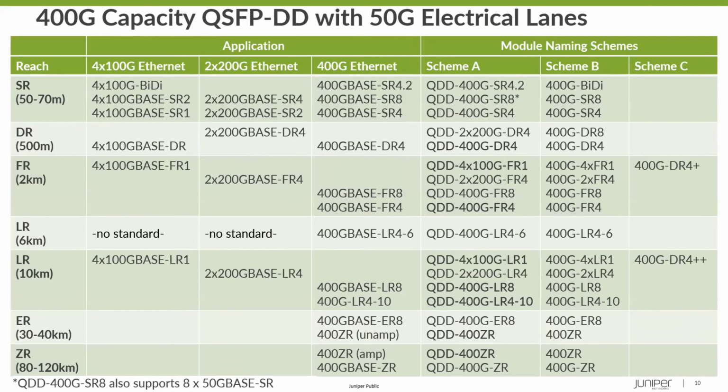I think the more interesting table is this one here, where I look at what we can do with a 400 gig capacity QSFP-DD that's enabled by 50 gig electrical lanes. So we have this 8 by 50 gig electrical interface. So what I'm showing here is the applications mapped now to a given module. And over on the right, I'm giving module naming schemes.